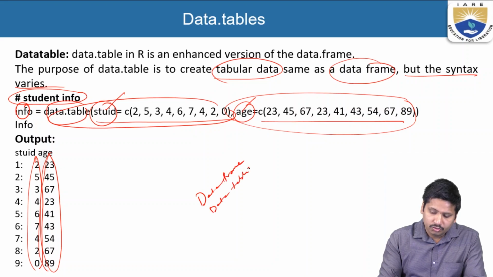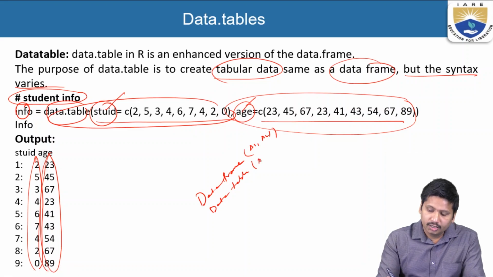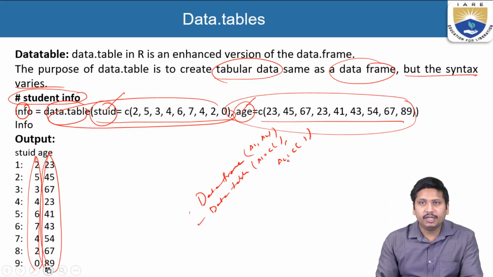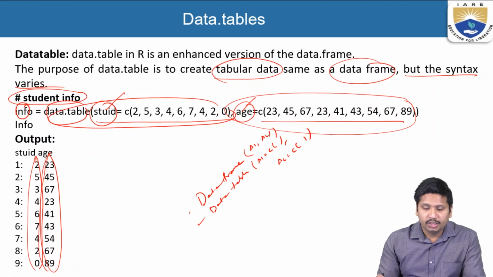So the data frame and data table are almost the same, but the only difference is that in a data frame I pass the arguments, but in a data table I pass the entire creation of the vector here. So that is the difference between the data table and the data frame. The data table should be the enhanced version of the data frame. The main purpose is to create tabular data which looks the same as the data frame, but only the syntax varies here.